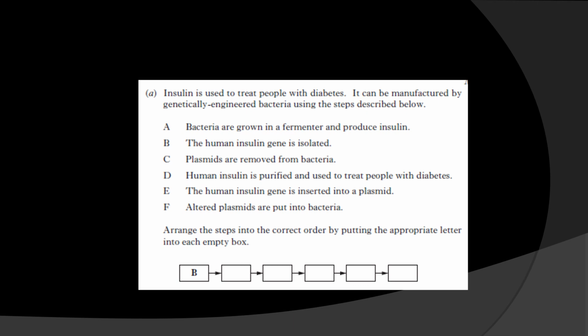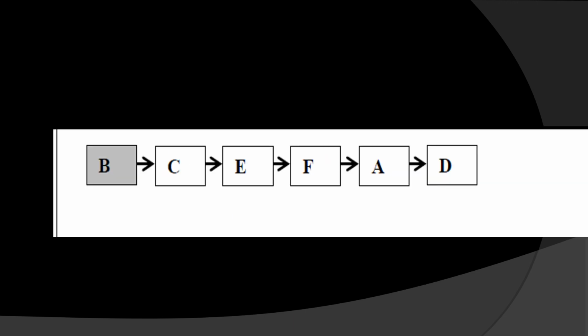So after B, which is the human insulin gene is isolated, then it would be C, plasmids are removed from the bacteria. So we put C in the box. And then it would have to be E, the human insulin gene is inserted into the plasmid. Then it would have to be F, so your altered plasmids are put into your bacteria. And then after F, it would have to be A. So bacteria are grown in a fermenter and produce insulin. And then the last one would be D, which is the human insulin is purified and used to treat people with diabetes. So you should have managed to get all of that right. If you didn't manage to get all of that right, then you'll have to watch video tutorial 10 again. So the answers were B, C, E, F, A, D.